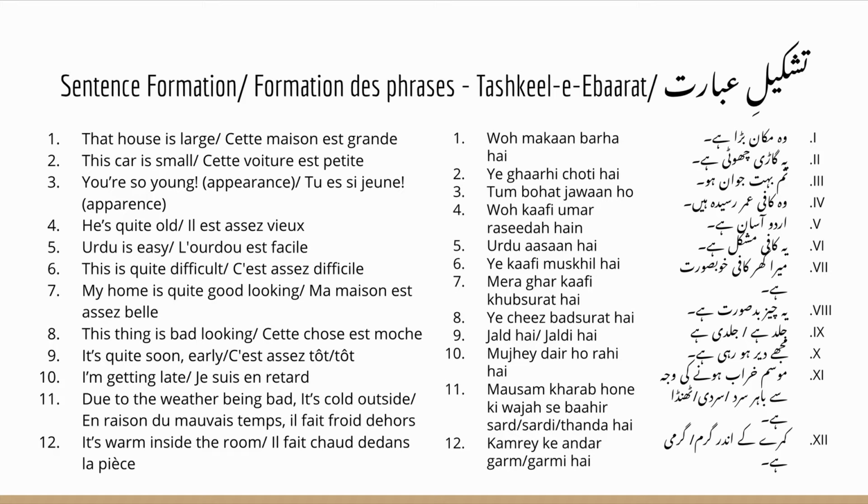This car is small. Car is gari, and this is ye. So, ये गाड़ी छोटी है. You're so young. तुम बहुत जवान हो. He's quite old. वो काफी उम्र रसीदा है. 5. Urdu is easy. Urdu आसान है.